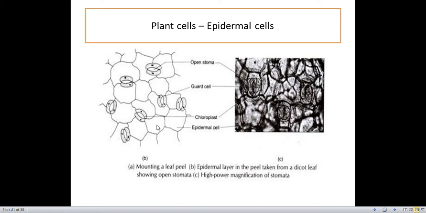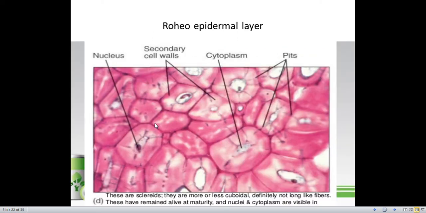Now this slide shows plant cells under a compound microscope. Now these cells will be able to observe like this under a microscope. Nucleus, secondary cell walls and the cytoplasm and some pits. When you go to the higher grades, you will be able to study more about these parts.